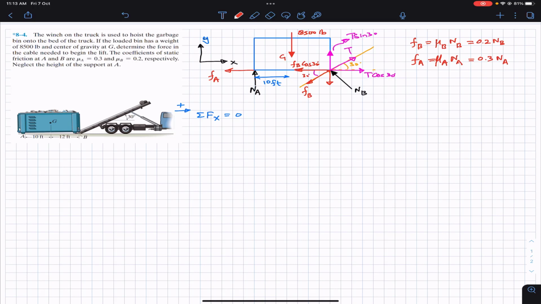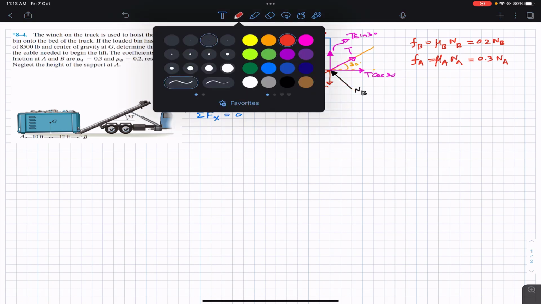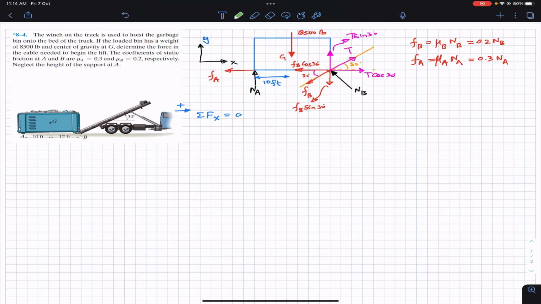So this one is FB sine of 30. And similarly, this NB reaction is perpendicular to this line. If I draw a vertical line here, this vertical line is perpendicular to the horizontal. So if the angle between these two is 30, then the angle between NB and the vertical line is also 30 degrees. So let me write that this NB is also making a 30-degree angle.